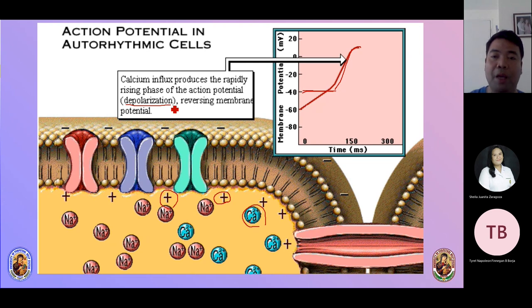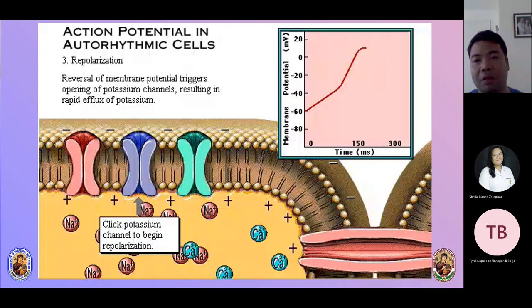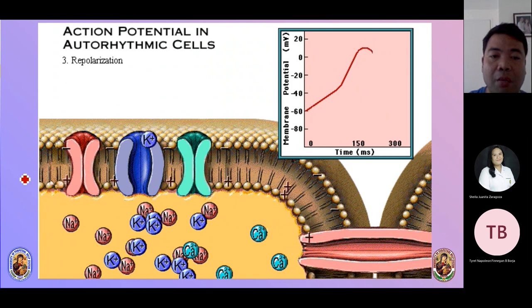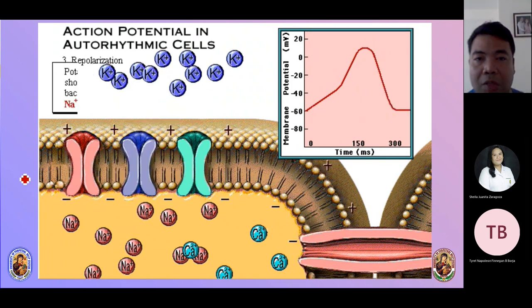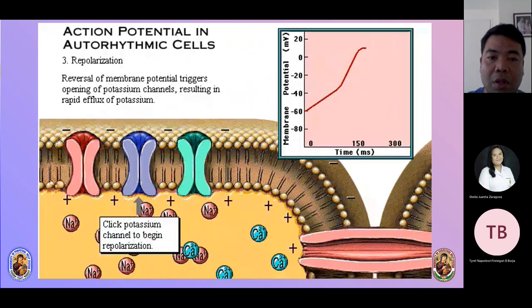Now, the third phase is repolarization. And during repolarization, yung sodium and calcium is already closed, and there is only one remaining ion channel to open, and that is your potassium channel. When your potassium channel opens, ayun ang mangyayari. What is the direction of potassium? Efflux, potassium efflux, meaning from inside to outside.